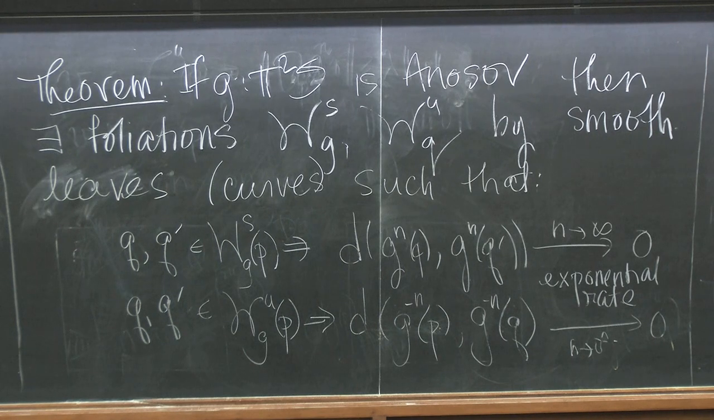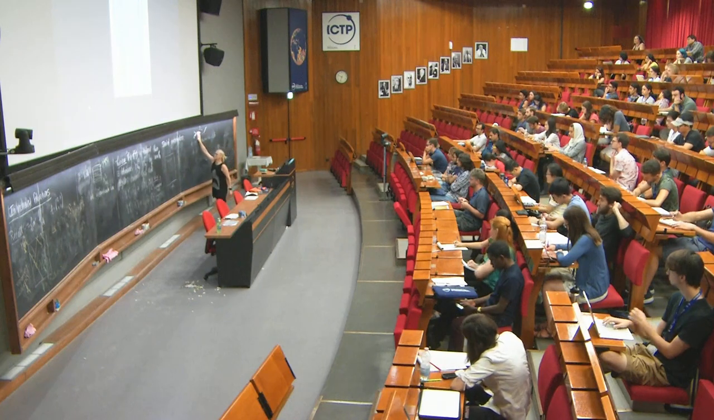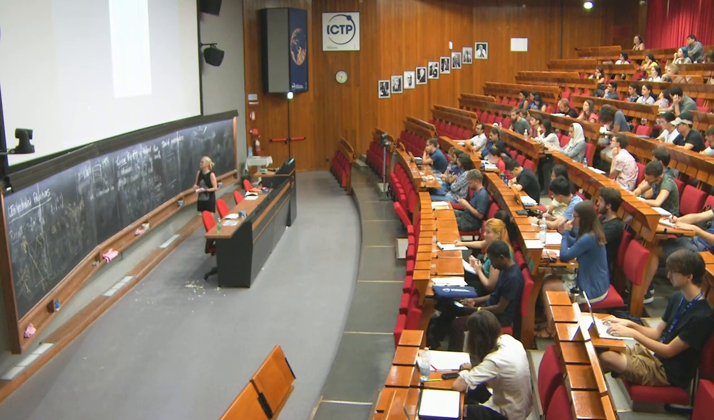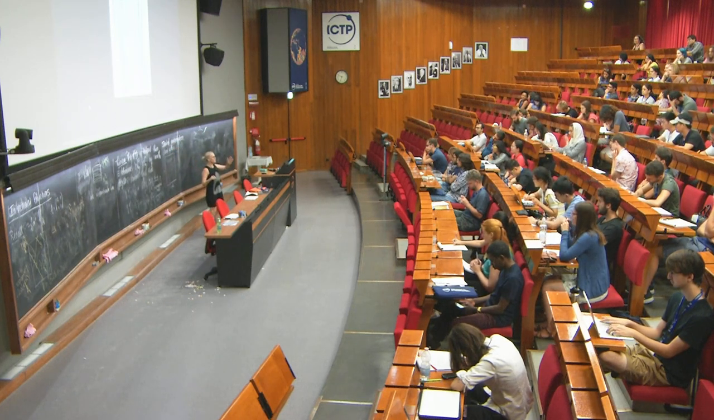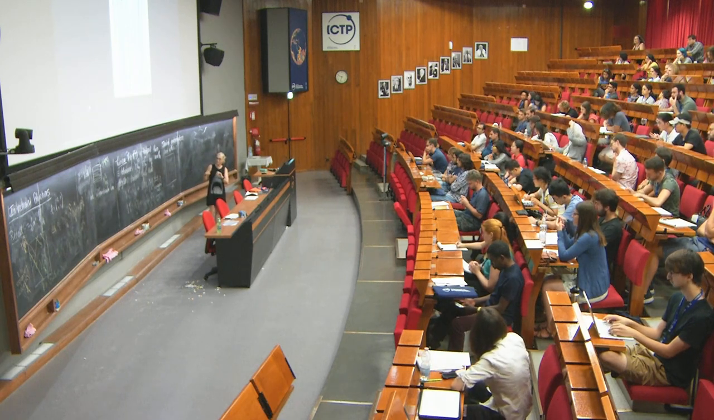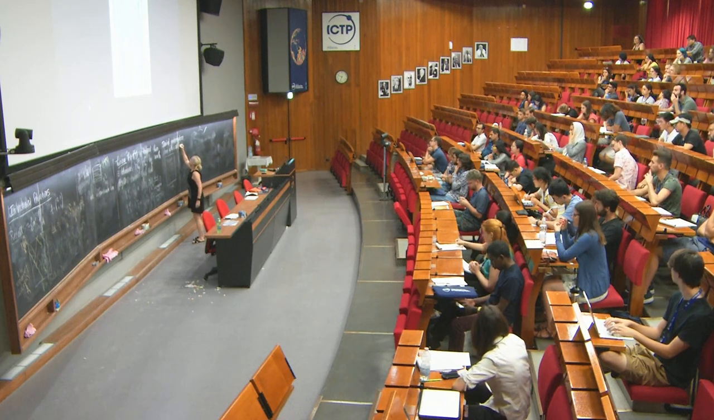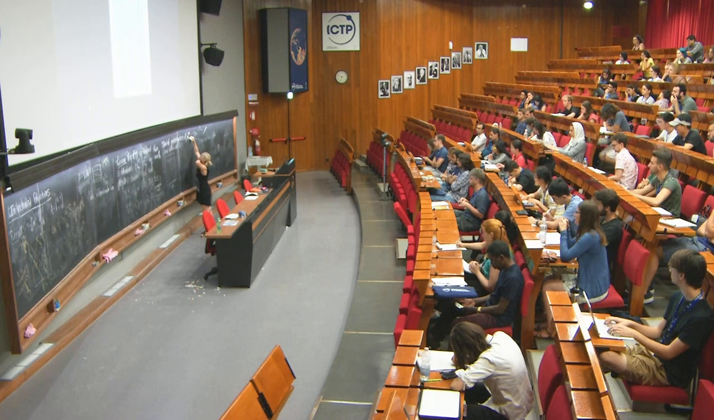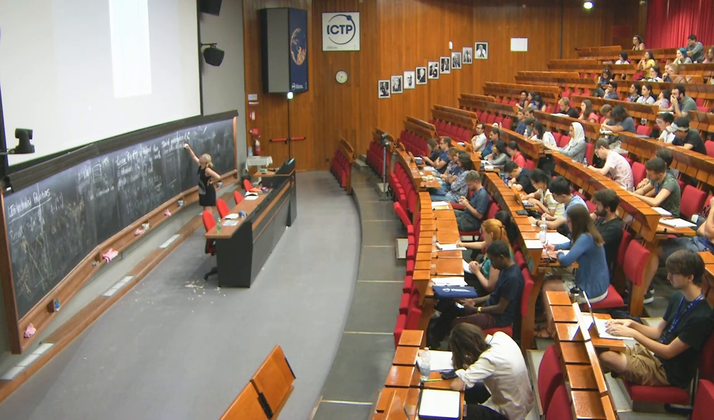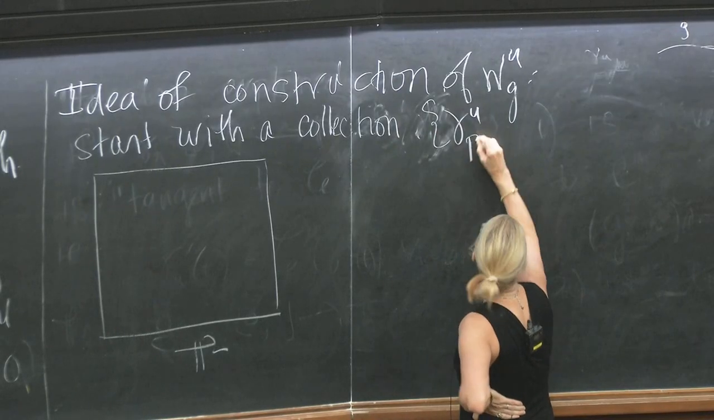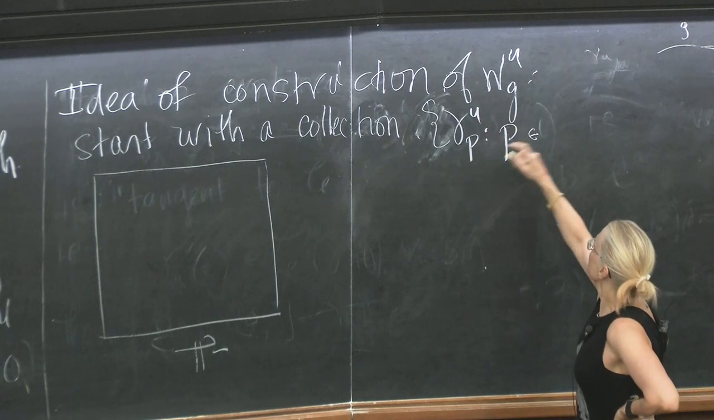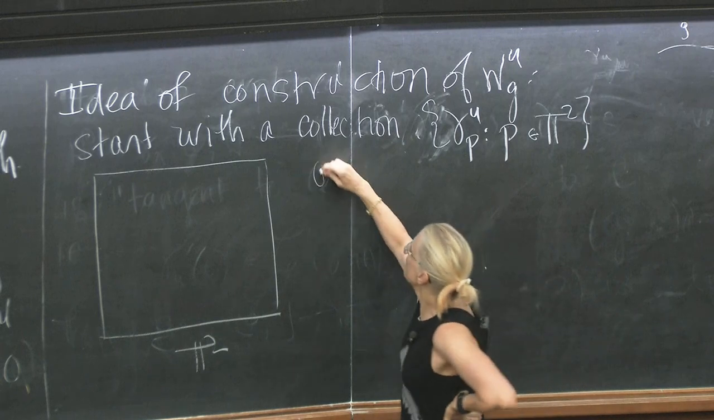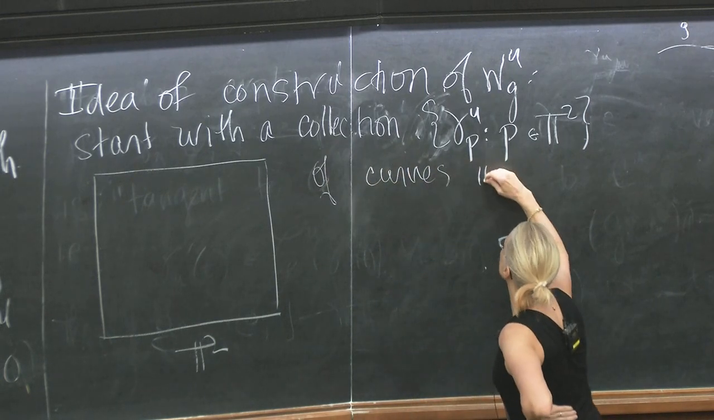And again, I'll draw two copies of T2. Maybe I want just one copy for now. I'm just going to start with a collection. It doesn't have to be a foliation. I just need, through each point, a little unstable curve. So this is construction of WU. So I start with a collection, gamma u p, p in T2, I probably should have used a superscript before, I was using a subscript. Gamma u p for p in T2 of curves lying inside the unstable cone.